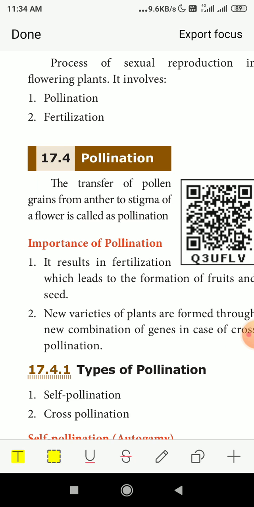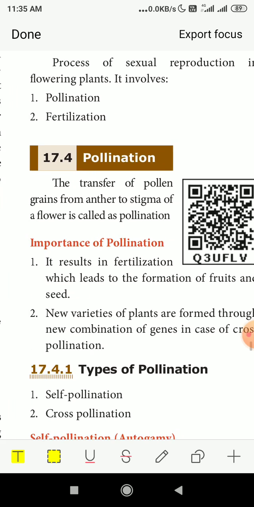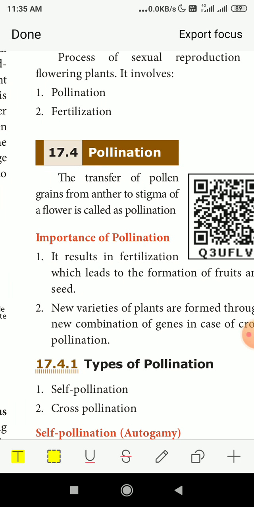It's pollination. You have studied that pollination means the transfer of pollen grains from anther to stigma, and because of pollination, new varieties of plants and fruits are formed. Pollination can be of two types, that is cross pollination and self pollination. After pollination only, fertilization takes place. The process of sexual reproduction in flowering plants involves pollination and fertilization.